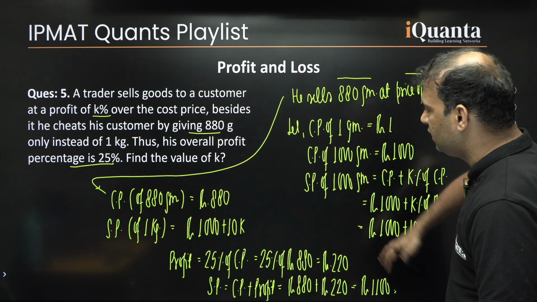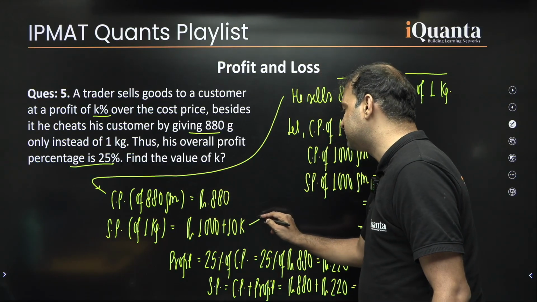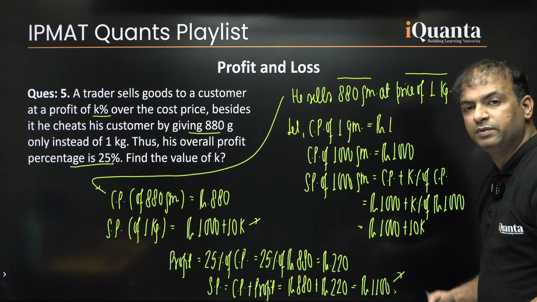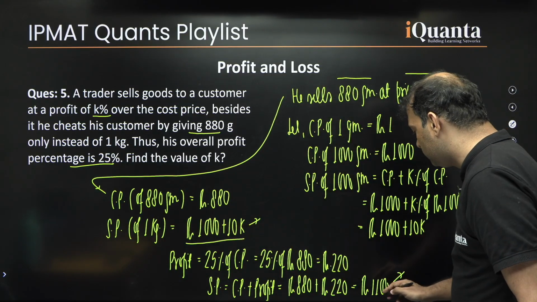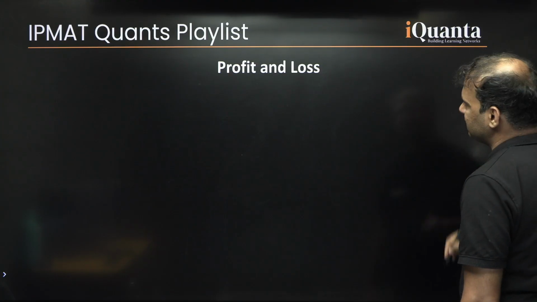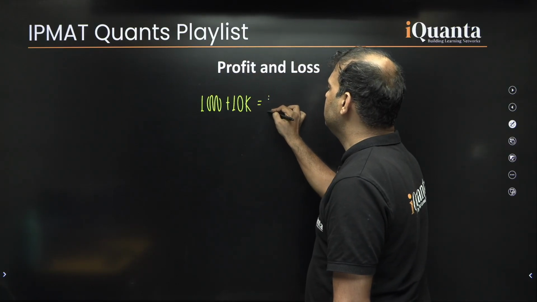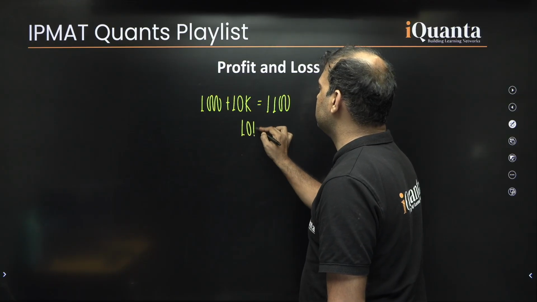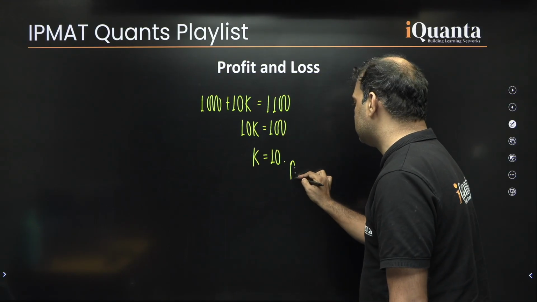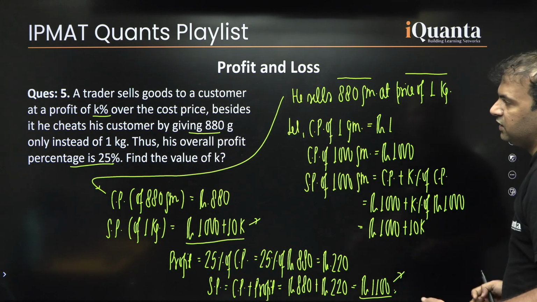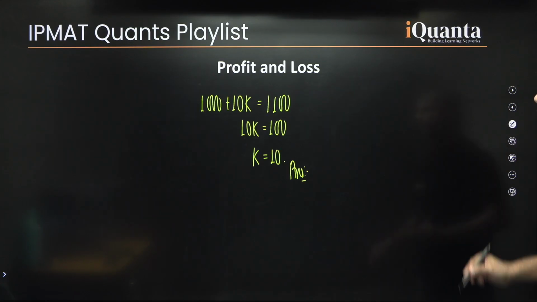But with the weight thing, the K percentage thing, his selling price should be 1000 plus 10K. Obviously, both selling prices have to be the same because we are dealing with the same scenario. So 1000 plus 10K has to be 1100. That will give us the value of K easily, right? 10K has to be 100 and the value of K has to be 10. That was the original question, to find the value of K. So finally, guys, we solved this wonderful question as well.